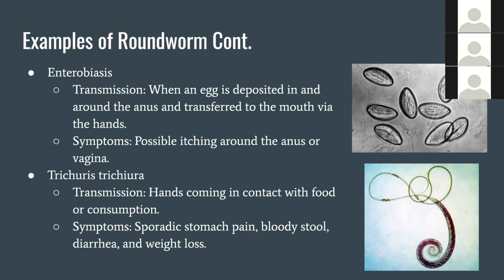And the final one is more commonly known as whipworm, and is the third most common roundworm infection in humans. Whipworm is transmitted by one's hands coming in contact with food that has been in contact with the microbe. It can also be contracted by eating food that has been in contact with it or that was grown in soil that had been contaminated. It commonly has no symptoms, but in severe cases of infection, some may experience sporadic stomach pain, blood in the stool, diarrhea, and weight loss.